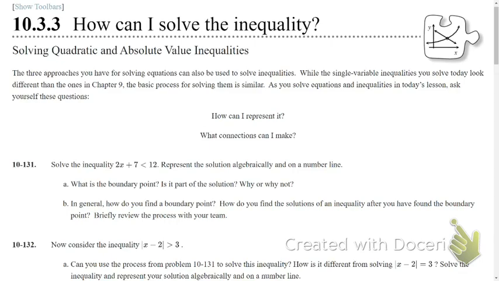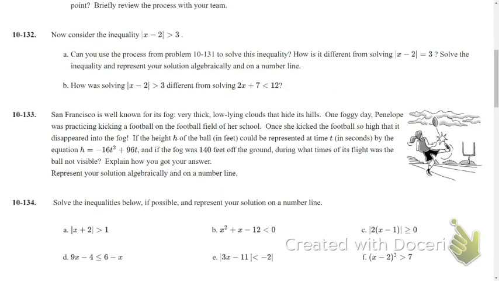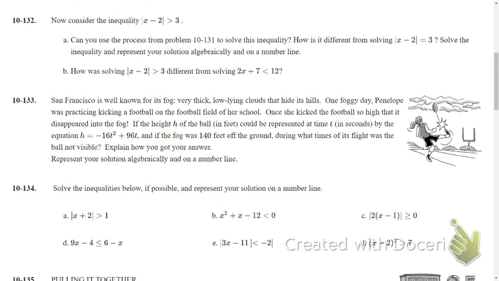We're only going to do 3 problems from this lesson, and we're going to start out with 10-132. And it says, now consider the inequality, the absolute value of x minus 2 is greater than 3. We're going to try and solve this. I want you guys to try and solve this problem.